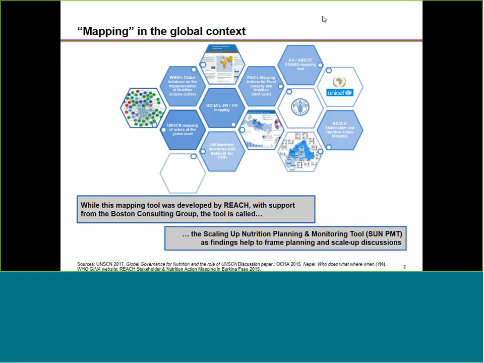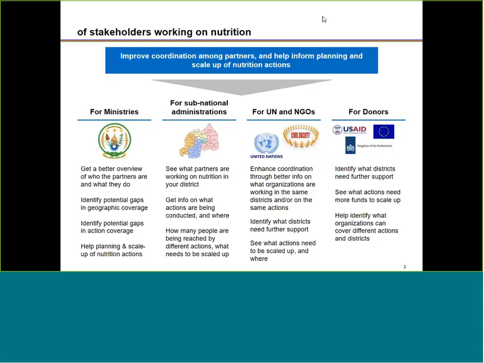Most stakeholder and action mapping exercises are often associated with who does what where, but not the assessment of geographic and population coverage of agreed actions. Quantitative analysis around geographic and population coverage of multisectoral actions in order to support scale-up, planning, and monitoring is a key differentiator of the REACH mapping tool. While this mapping tool was developed by REACH with support of the Boston Consulting Group, the tool is called the Scaling Up Nutrition Planning and Monitoring Tool, or SUN-PMP, since the findings help to frame planning and scale-up discussions and go beyond a traditional mapping exercise.